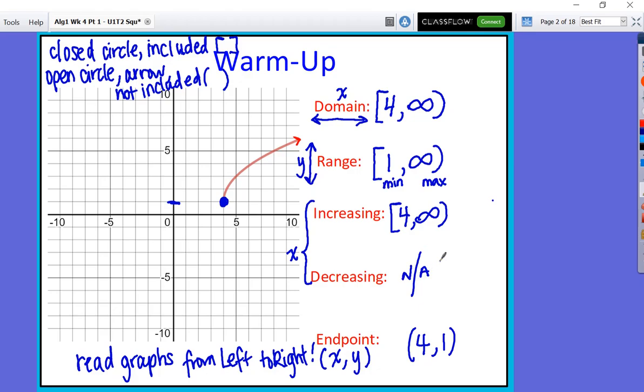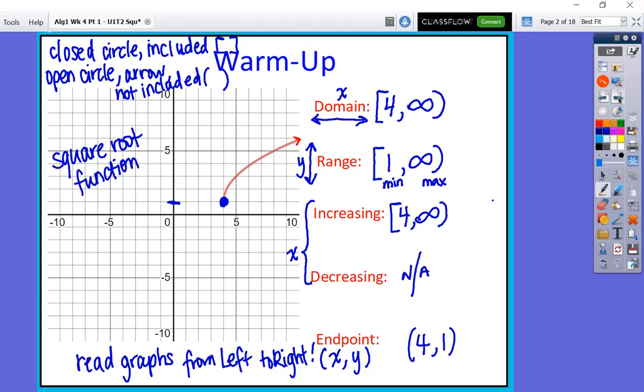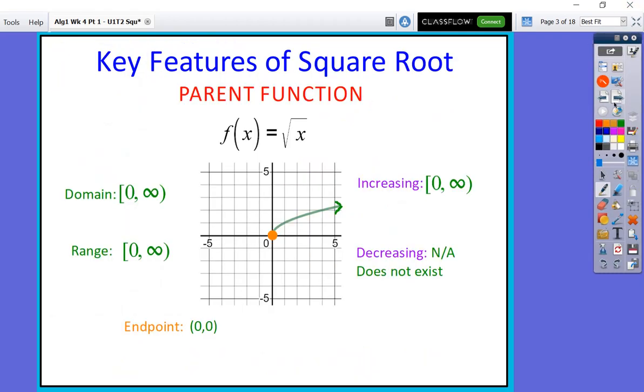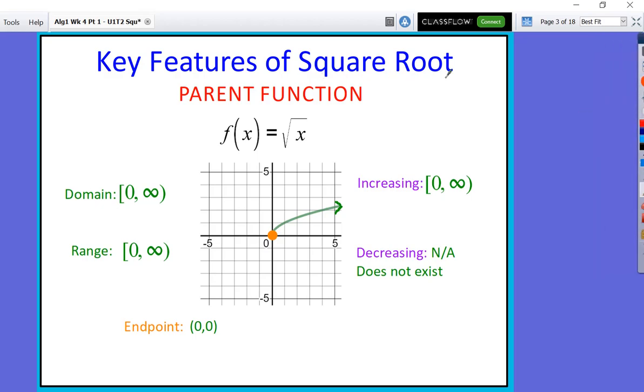The really nice thing about the square root function is the fact that it's always all increasing or all decreasing. So see, right here, square root function. I even wrote it down for you before I remembered it was on my flip chart. This is the OG, the parent function, the one that started it all, okay?